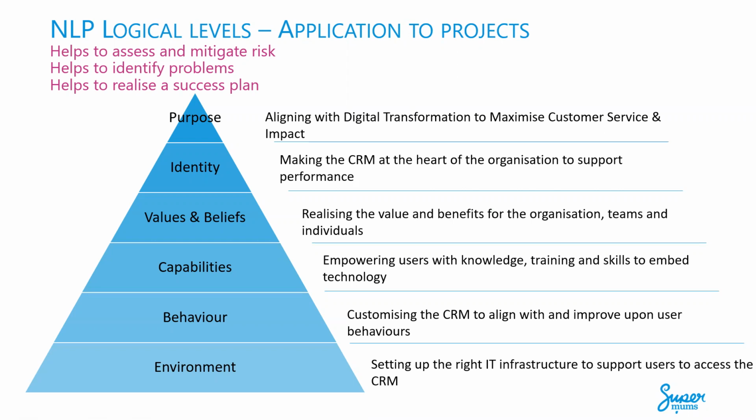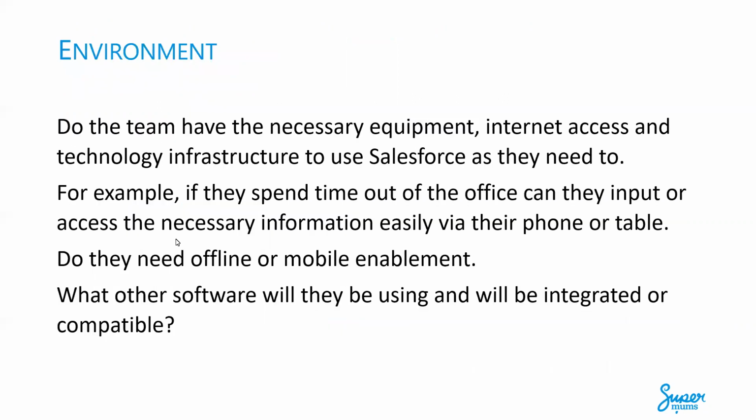Number 3, capabilities, is about empowering users with the knowledge, training and skills to embed technology. With values and beliefs, it's about realizing the value and benefits for the organization, teams, and individuals. For identity, it's about making the CRM the heart of the organization to support performance. And with purpose, it's about aligning with digital transformation to maximize customer service and impact. So let's have a look at how this plays out in practice.